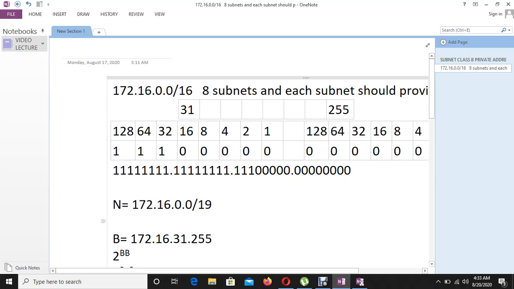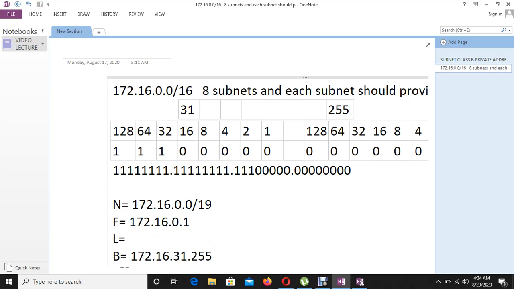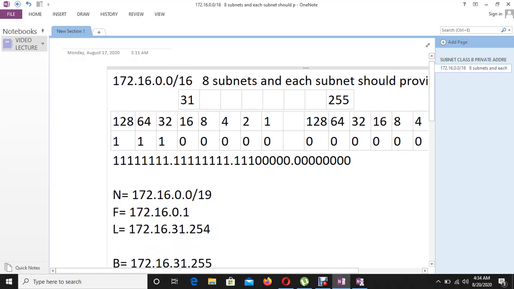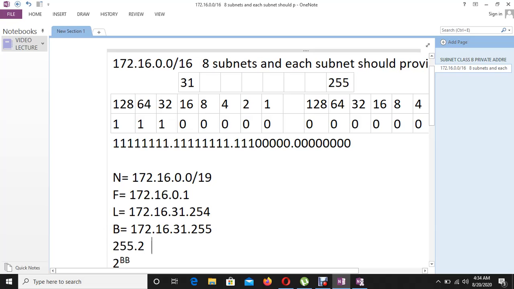Now your first valid IP address is 172.16.0.1, and the last valid IP address is 172.16.31.254. Your subnet mask is 255.255.224.0, and that is your subnet mask. And I forgot to put S to show you guys that the S stands for subnet mask.